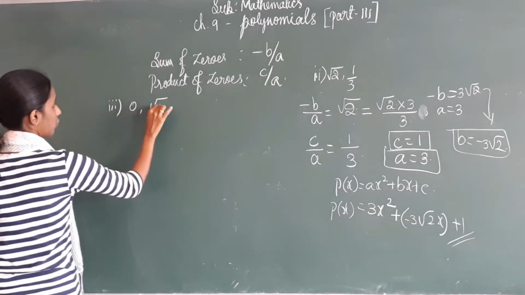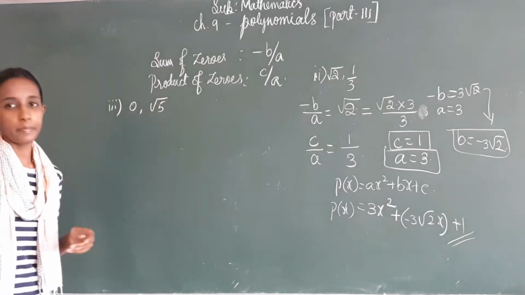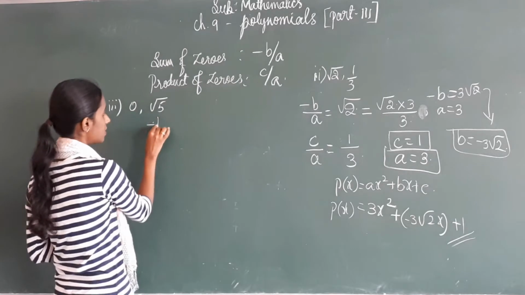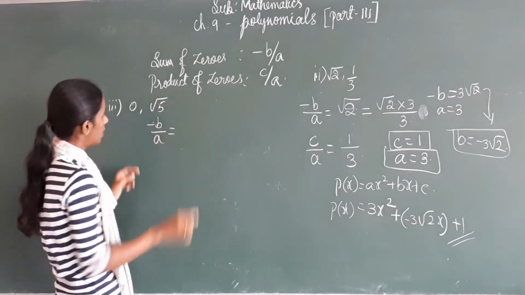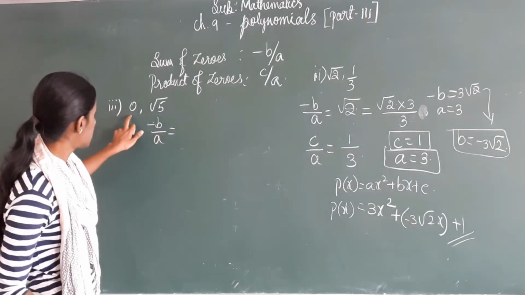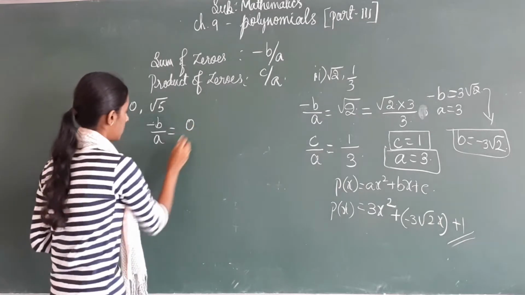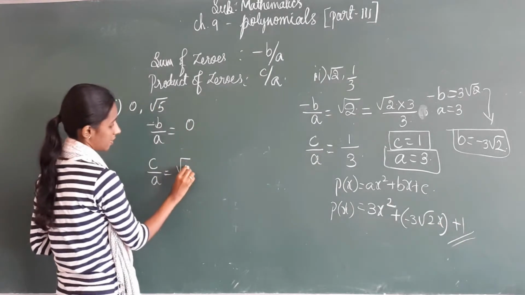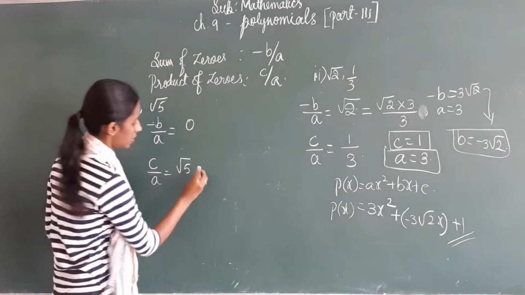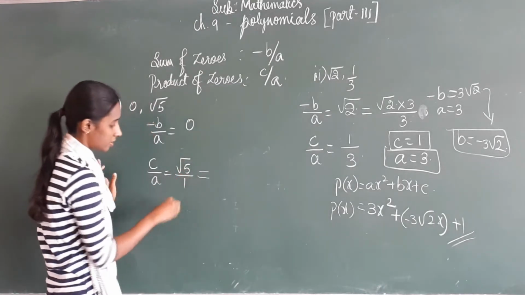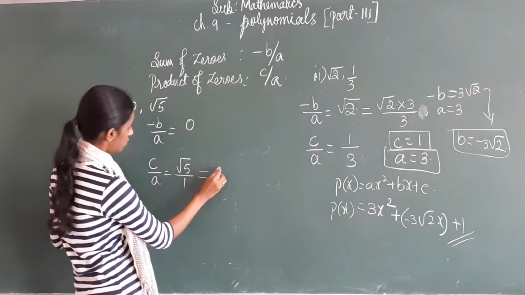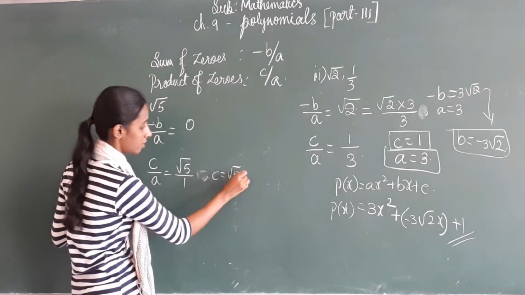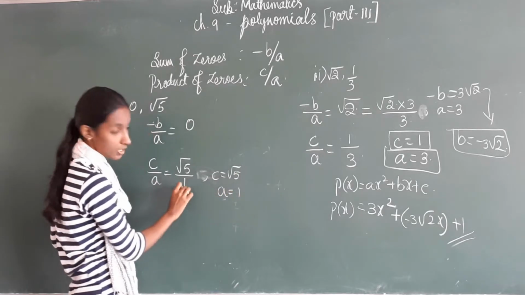Zero and root 5 have been given. So the sum is minus b by a, which is 0. The product is c by a, which is root 5. If you don't have anything, what will be there in the denominator? 1. So from this, what is c? c is equal to root 5, a is equal to 1.